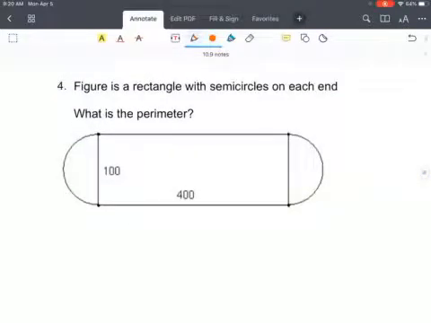Same concept here. It's like we're looking at a track. We have the straightaways plus the half circles on each side. So we have a rectangle with semicircles on each end. What is the perimeter? So go ahead and pause it and solve for this one.